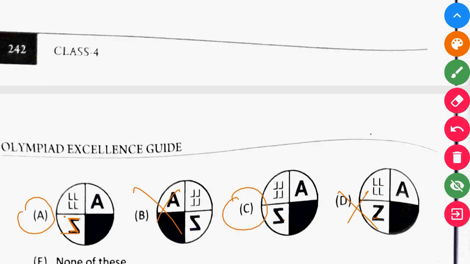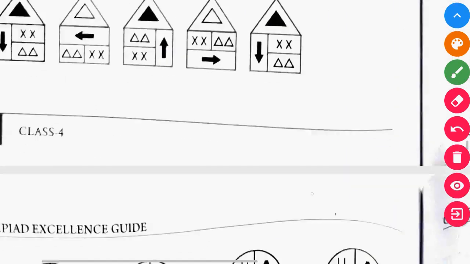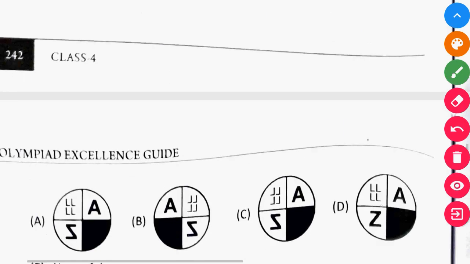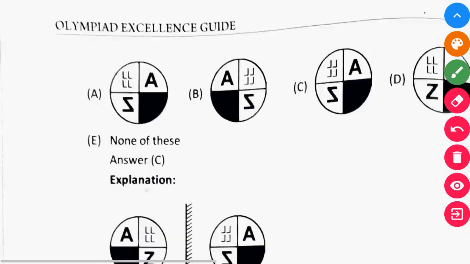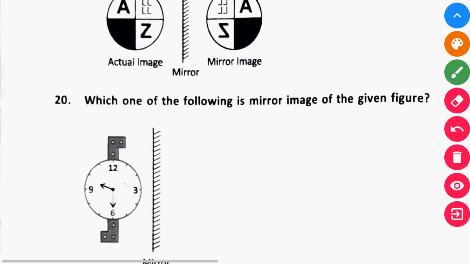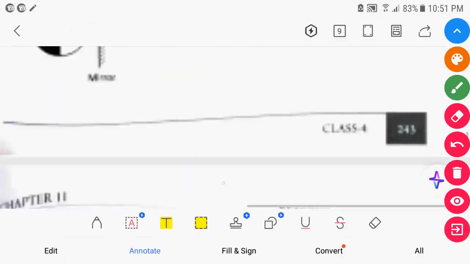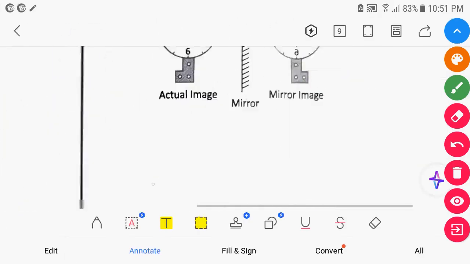Now is this L facing towards the mirror or not facing towards the mirror? Just check. L is facing towards the mirror. So in between C and A, this is our answer. Because L is like this and it will look like this. Okay, so C is the correct answer. Now the same for the 20th figure and you can solve it.